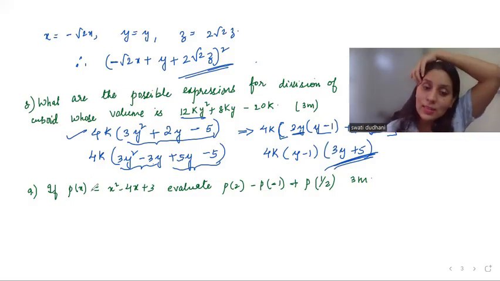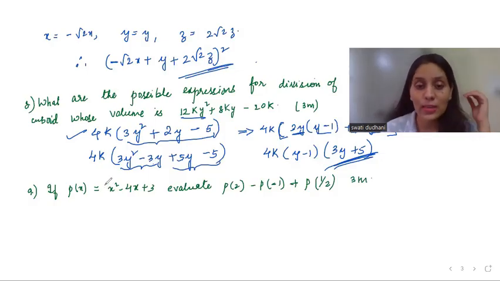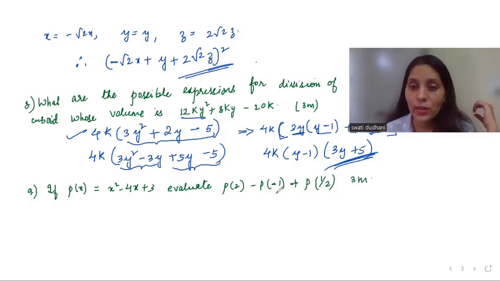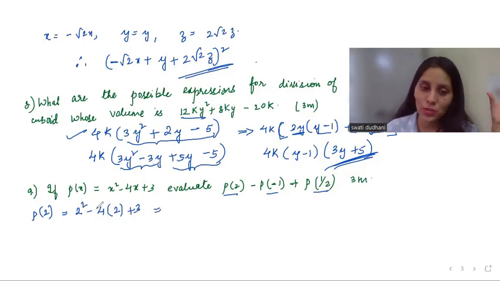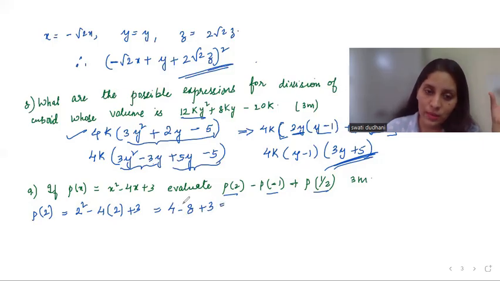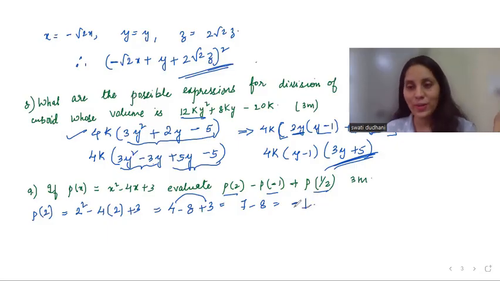Okay, next one is if p of x is equal to this, evaluate this. So here basically you just need to substitute the values. First we'll find each value and then do the operation, add, subtract, whatever is there. So let's find first p of 2. P of 2 is 2 square minus 4 into 2 plus 3. It is basic normal substitution. 2 square is 4. 4 2s are 8, plus 3. So 4 plus 3 is 7, minus 8, which is minus 1.